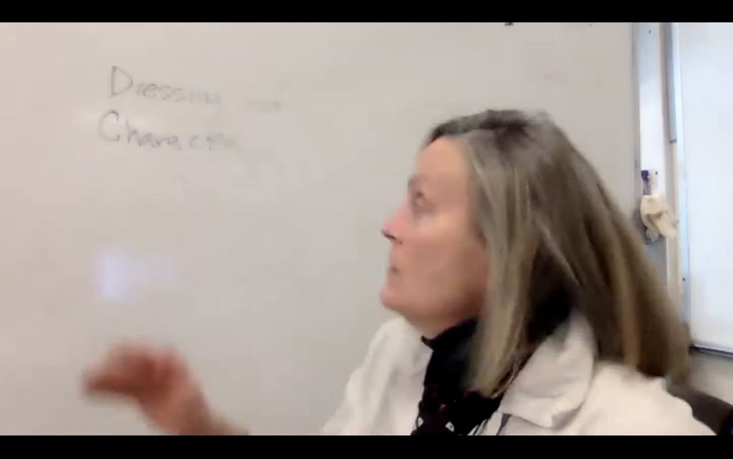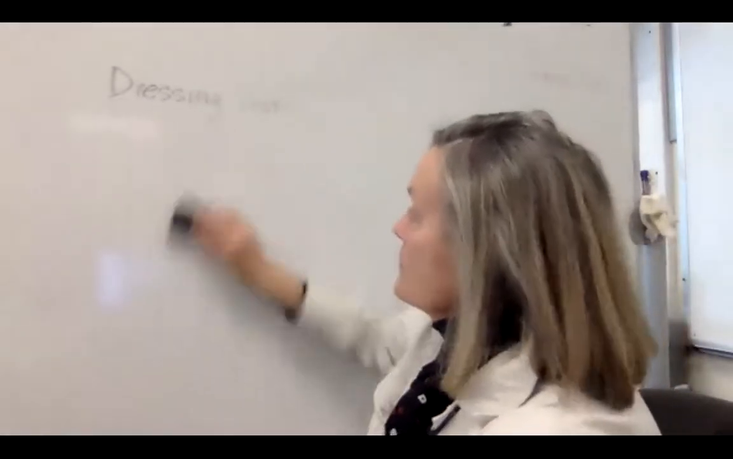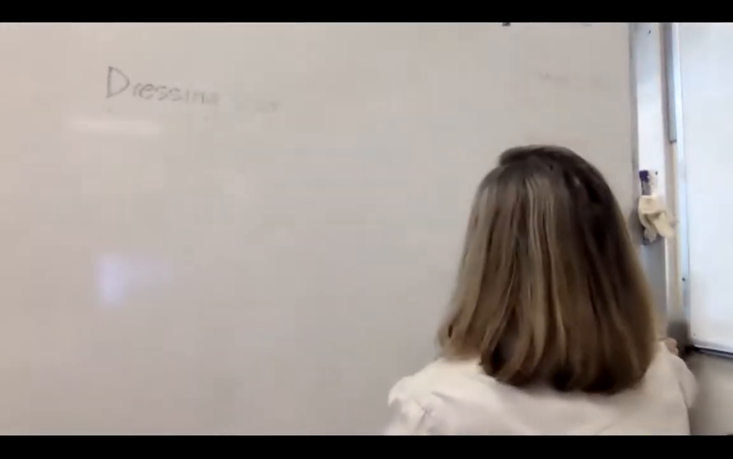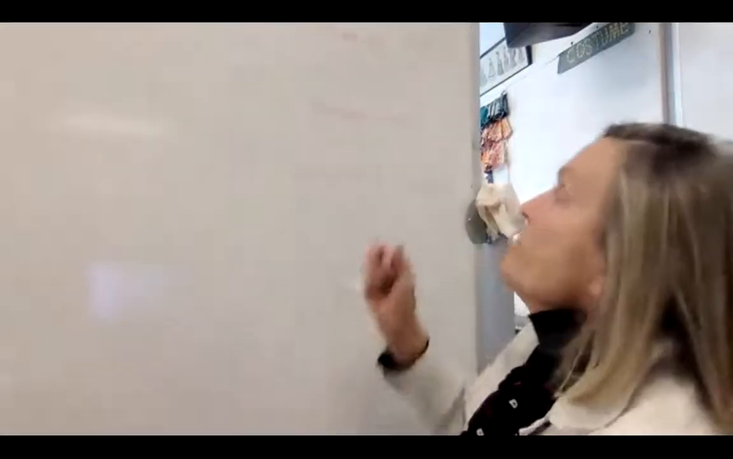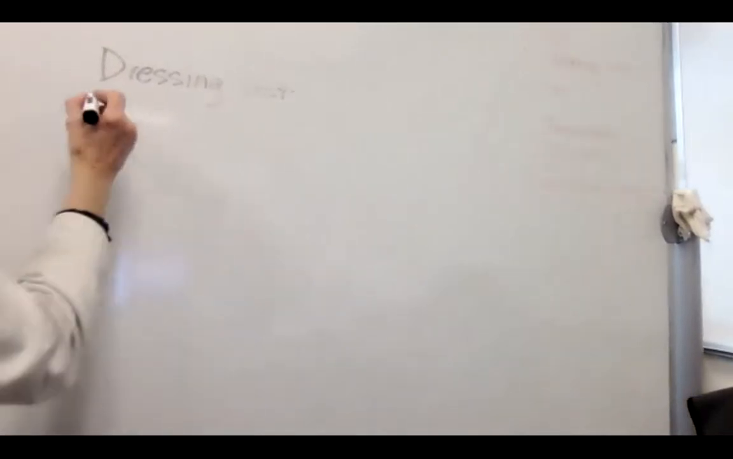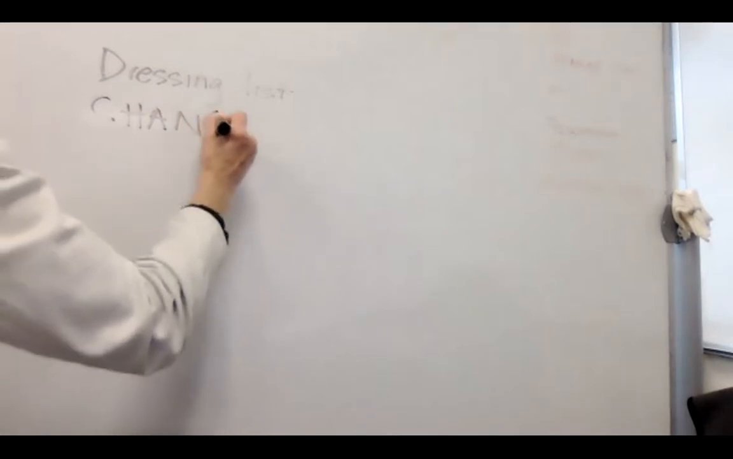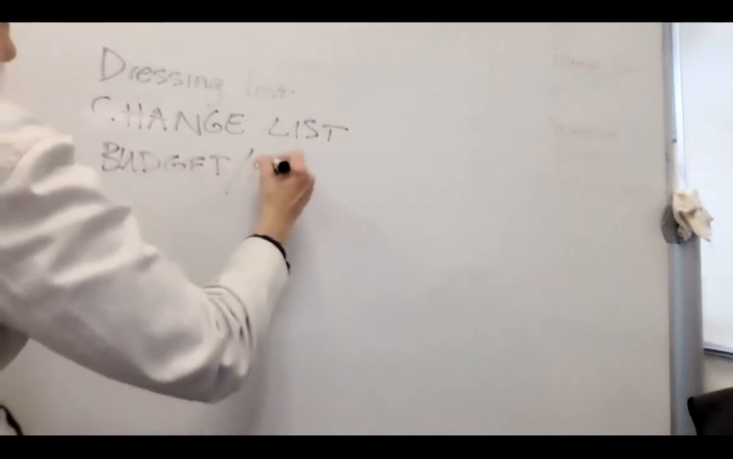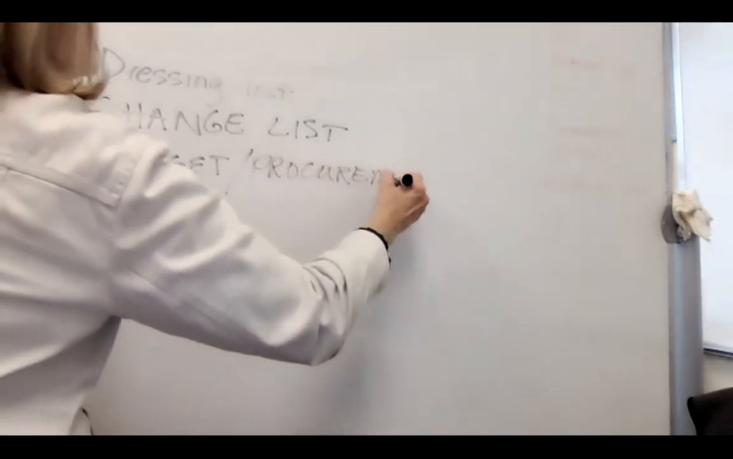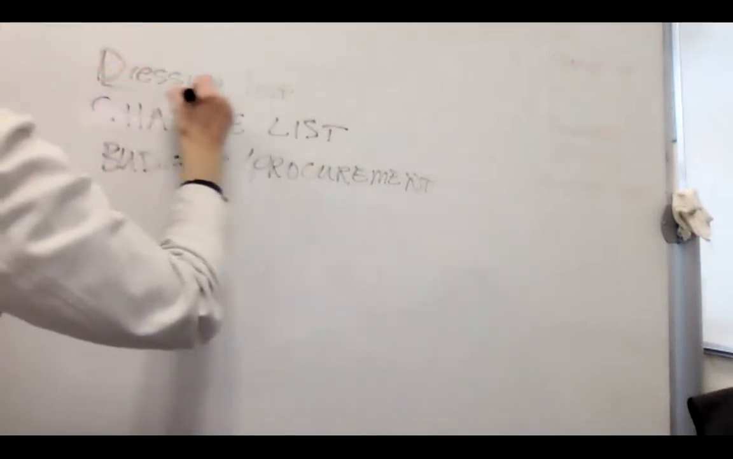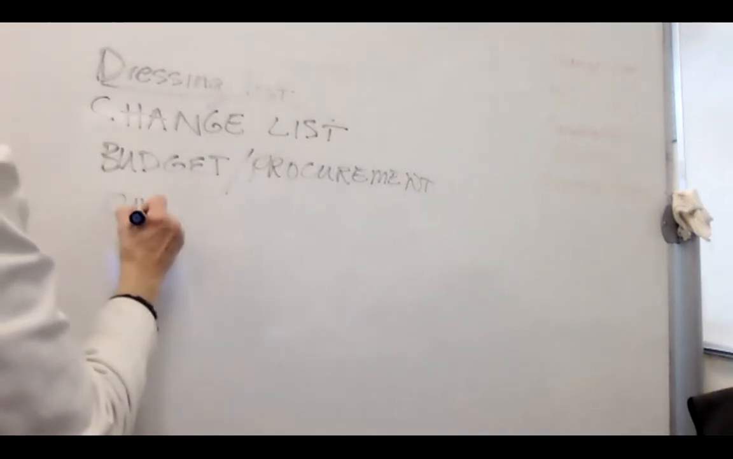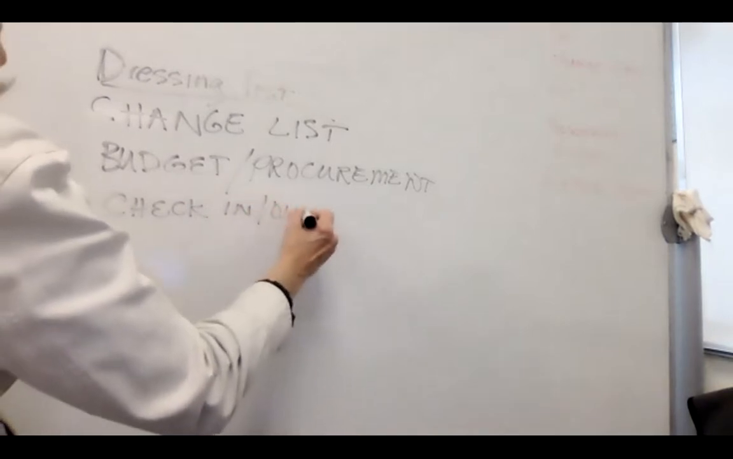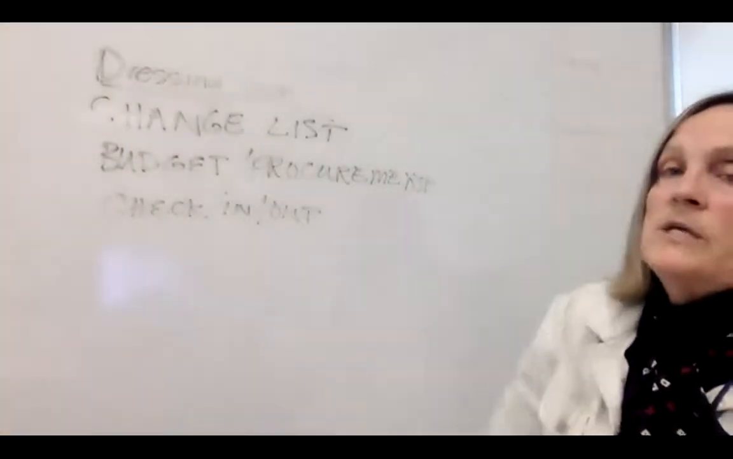All right. So we have the dressing list that we've discussed. Yeah, that's bad. I can't see that. Okay, the change list, that's where you have costume changes. The budget procurement plan, all based on the dressing list, right? That's the mothership. And then we have the check-in, check-out list. These things are essential to have a smooth running show. These are the things that make the difference.